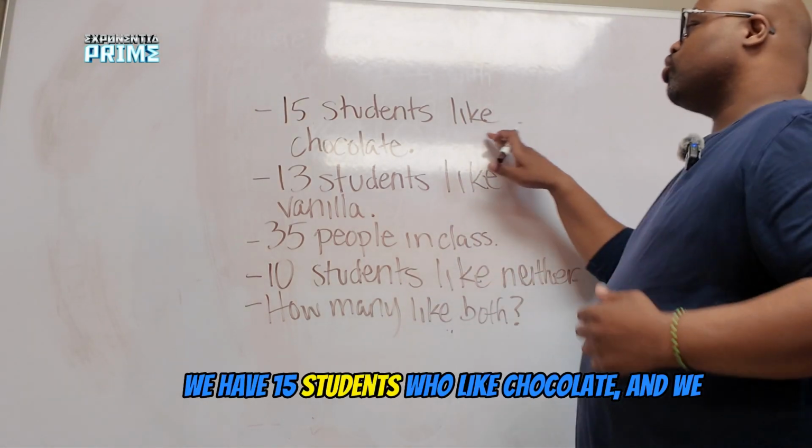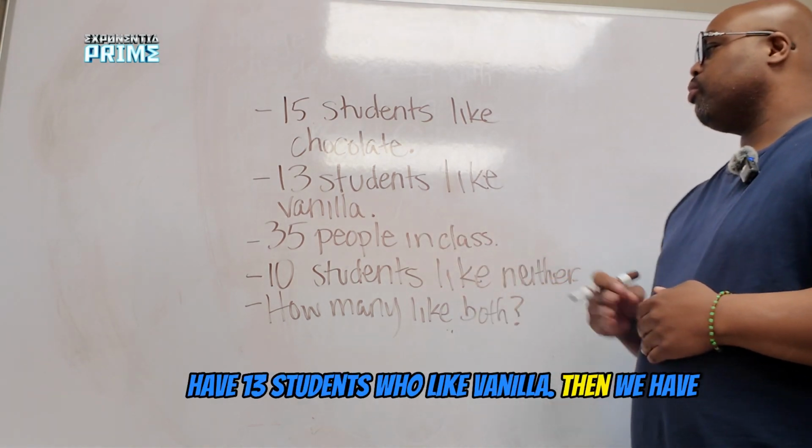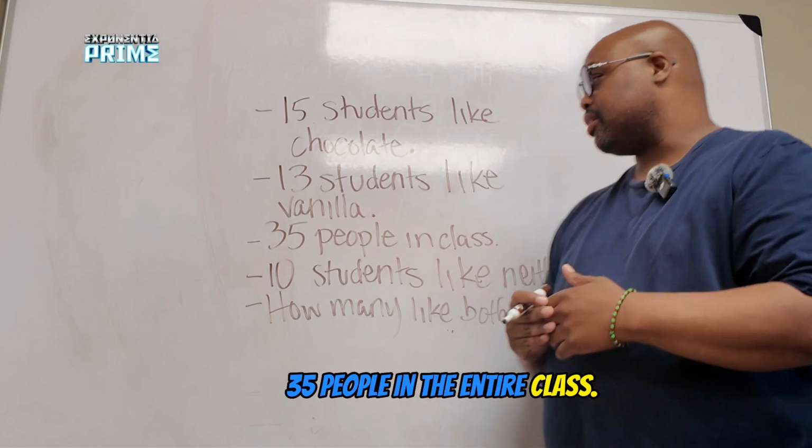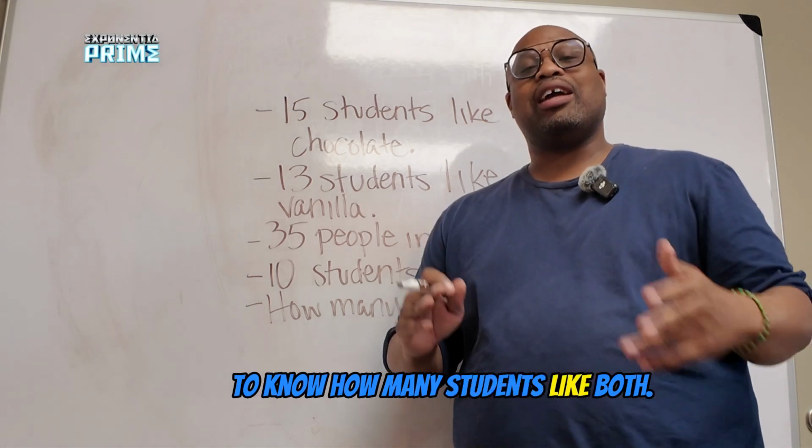We have 15 students who like chocolate, and we have 13 students who like vanilla. Then we have 35 people in the entire class. We have 10 students who like neither. They want to know how many students like both.